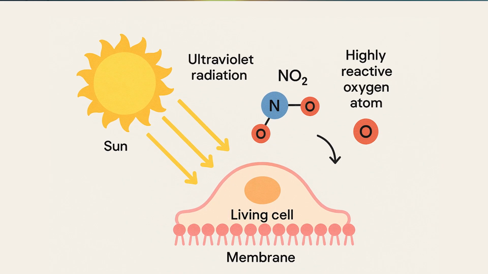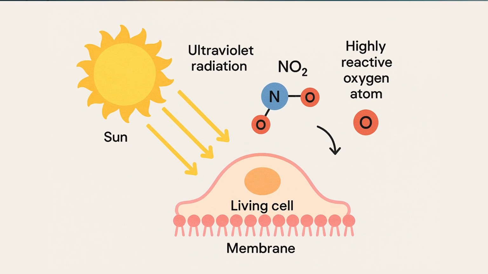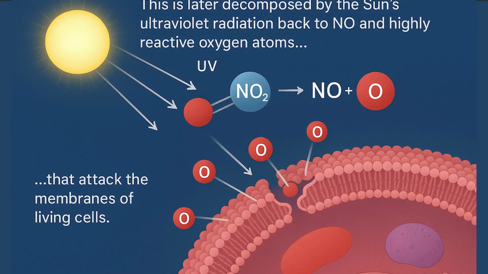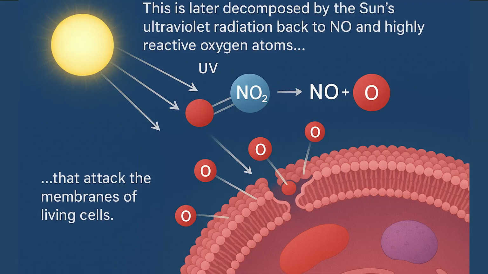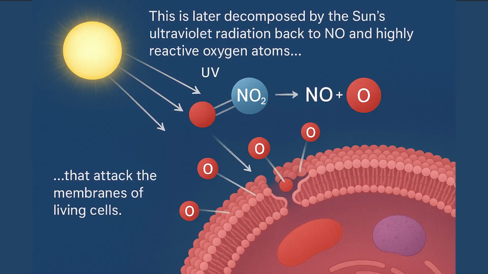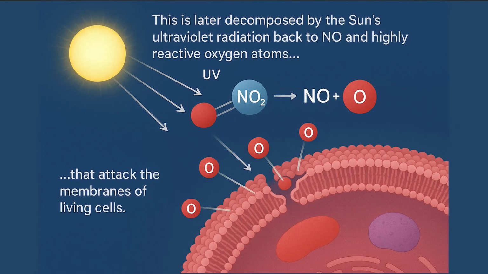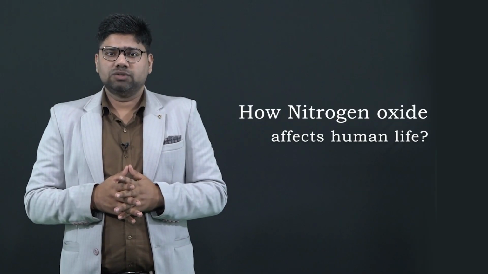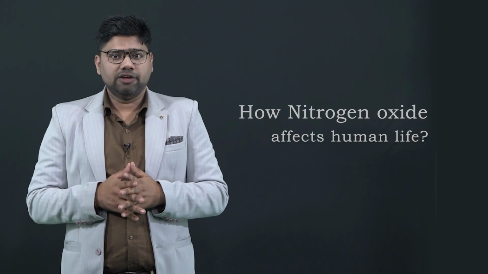Once released into the atmosphere, NO reacts with oxygen to form NO2. This is later decomposed by the sun's ultraviolet radiation back to NO and a highly reactive oxygen atom that attacks the membrane of living cells. So students, the question is, how do nitrogen oxides affect human life?